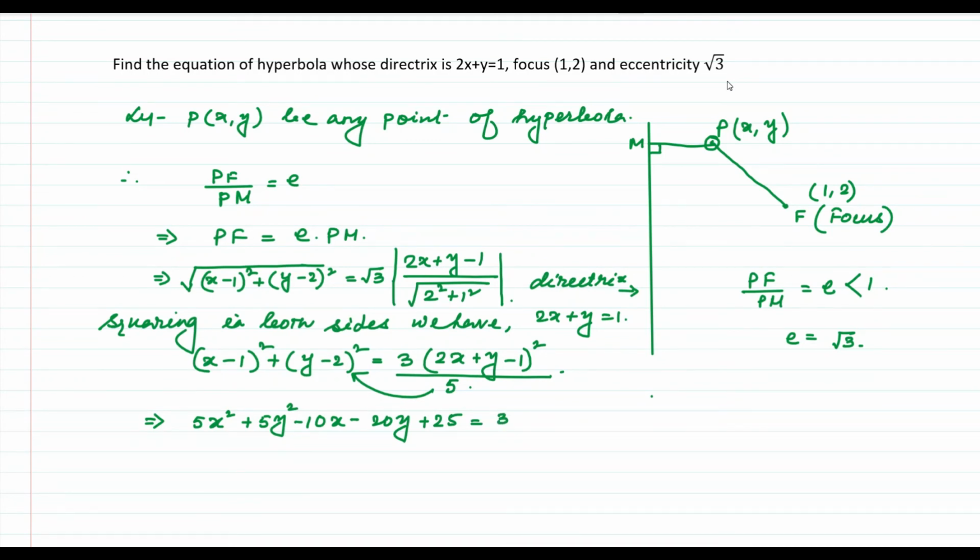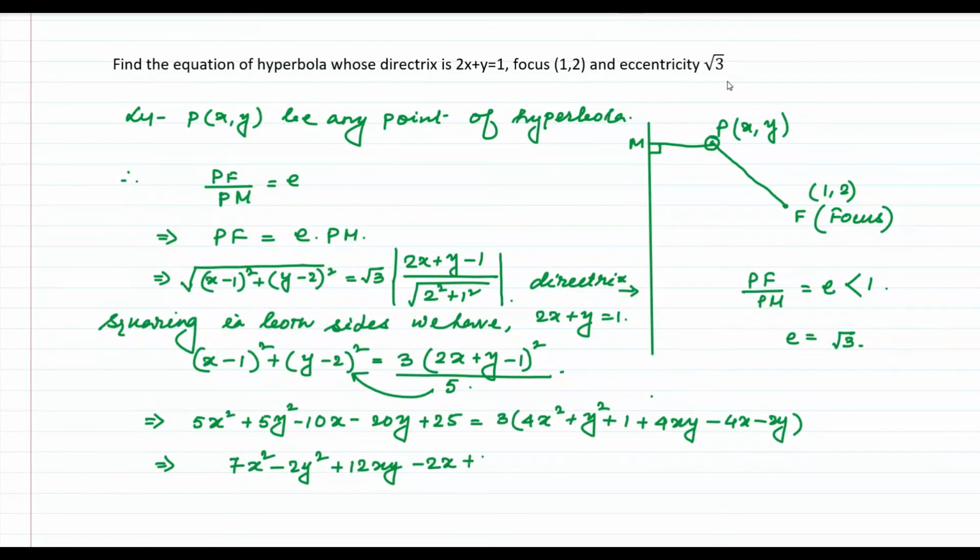3 into, expanding it, 4x squared plus y squared plus 1 plus 4xy minus 4x minus 2y. Taking all the terms to one side, after calculating we'll be getting 7x square minus 2y square plus 12xy minus 2x plus 14y minus 22 equals 0. This is the required equation of hyperbola.